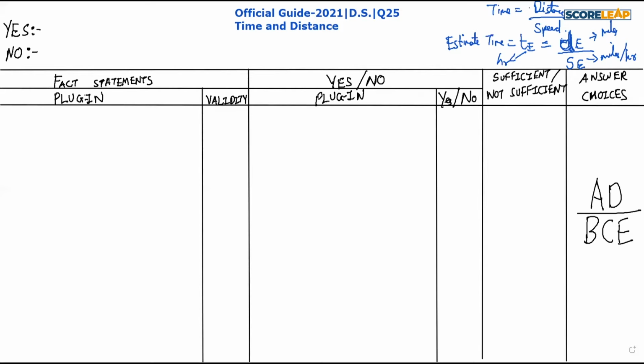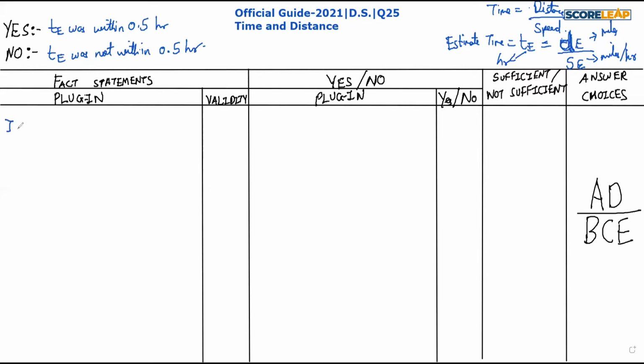Okay. Now the question asked is, was her estimate within 0.5 hour of the actual time that the trip took? So yes is TE was within 0.5 hours. No is TE was not within 0.5 hours. So this is our yes and this is our no. Okay, so let us quickly jump to the statements.